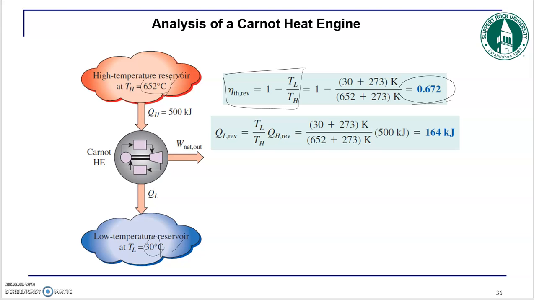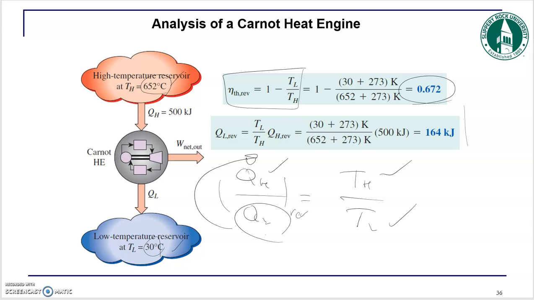That's 67.2%. So 67.2% is the maximum efficiency for any heat engine operating between this high temperature reservoir and low temperature reservoir. Okay, now how much heat is being lost? Remember, we had this equation again, QH over QL, for a reversible process, is equal to TH over TL. So you have TH, you have TL, you have QH given to you, so you can calculate QL from this equation, and that's 164. Again, make sure you use Kelvin in these equations. Okay, so that's 164 kilojoules being lost to the low temperature sink.